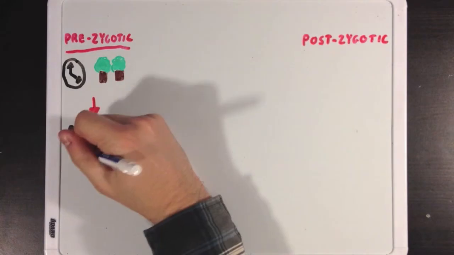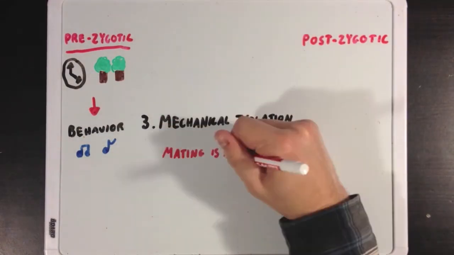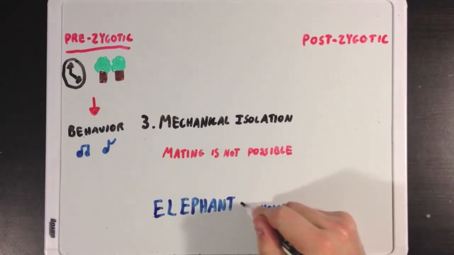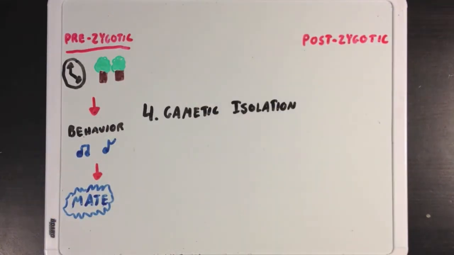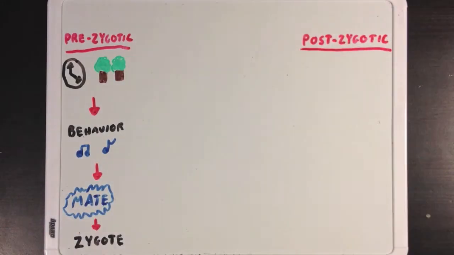So we have behavioral isolation, and now we have mechanical isolation, which deals with the physical inability of two organisms to mate, even if they wanted to. Now, a great example of this is a huge animal, like an elephant, being unable to mate with a tiny mouse. If two organisms do mate successfully, they may still encounter gametic isolation, which is when fertilization between the two gametes to form a zygote is impossible. Now, once the zygote has been formed, you can move on and look at post-zygotic forms of reproductive isolation.